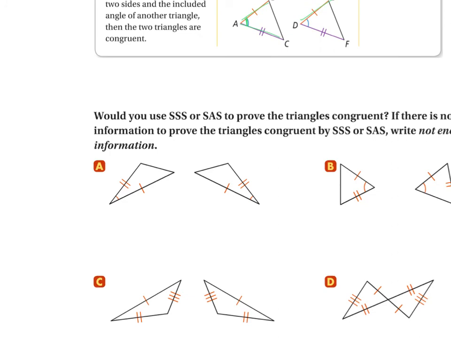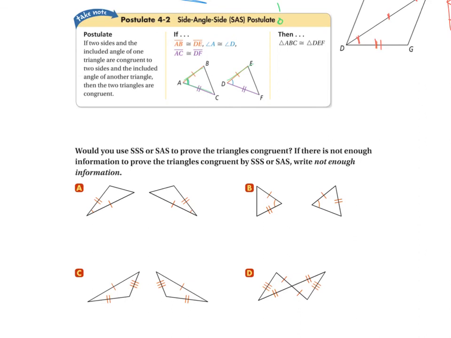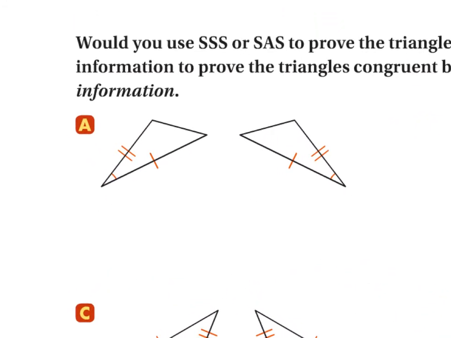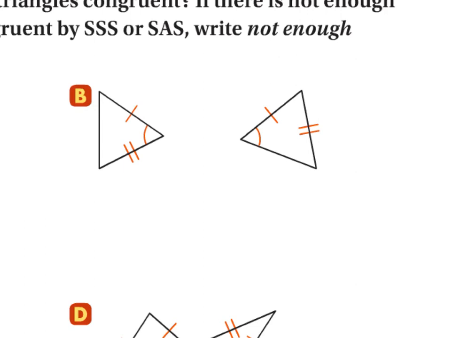Would you use side, side, side or side, angle, side to prove the triangles are congruent? If there is not enough information to prove the triangles congruent by side, side, side or side, angle, side, write not enough info. In this one we've got two sets of sides and one angle. Is the angle in between the sides? Yes, it is. So this would be side, angle, side. Next one, we have two sets of sides and one angle. Is the angle between the two sides? Well, it is on this one, but it's not on the right one, so that won't work. So there is not enough info.